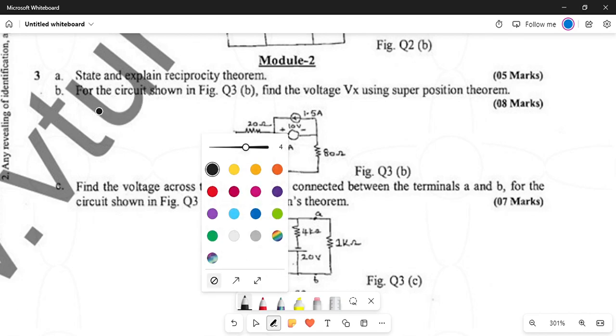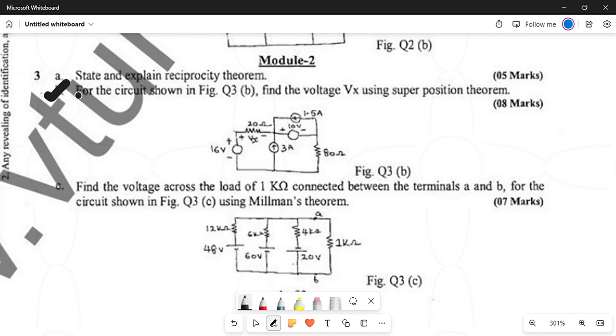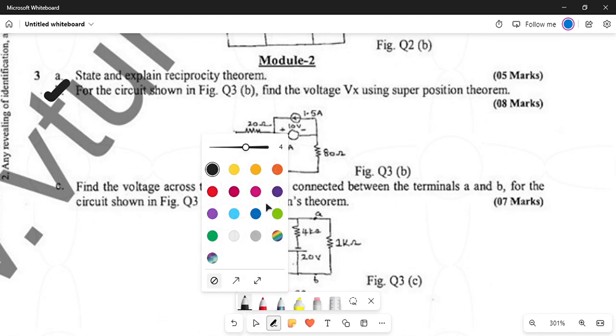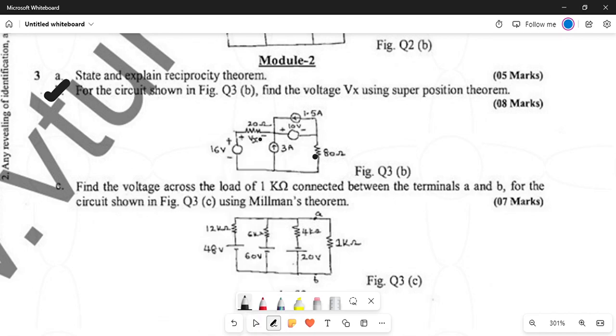So this is my problem: find the voltage Vx using superposition theorem. I have ticked it as the 3B question. According to this 3B question, we are going to find out the voltage Vx using superposition theorem. You can see that Vx is present here, downwards of the 20 ohm resistor. So we are supposed to find that. Let's start doing that. I guess you got to see the question, so we are going to solve this particular question right away.